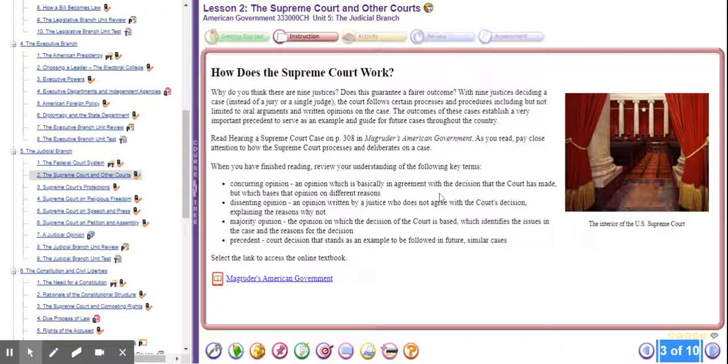So how does the Supreme Court work? Why do you think there are 9 justices? Does this guarantee a fair outcome? With 9 justices deciding a case instead of just a jury or a single judge, the court follows certain processes and procedures, including but not limited to oral arguments and written opinions on the case. The outcomes of these cases establish a very important precedent to serve as an example and guide for future cases throughout the country.